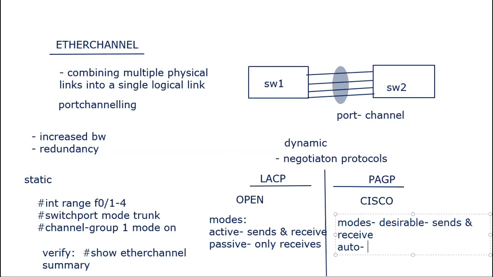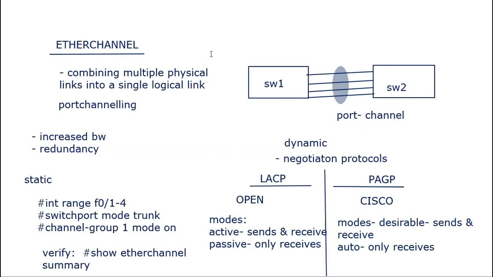Auto only receives negotiation. So one end should be active, and the other can be active as well. One can be active or active-passive, but both cannot be passive if you're using LACP. If you're using PAgP, then one end should be desirable, the other can be desirable or auto, but both cannot be auto. Otherwise, they will not form the channel. So in dynamic, you can use any of the negotiation protocols, whether LACP or PAgP.